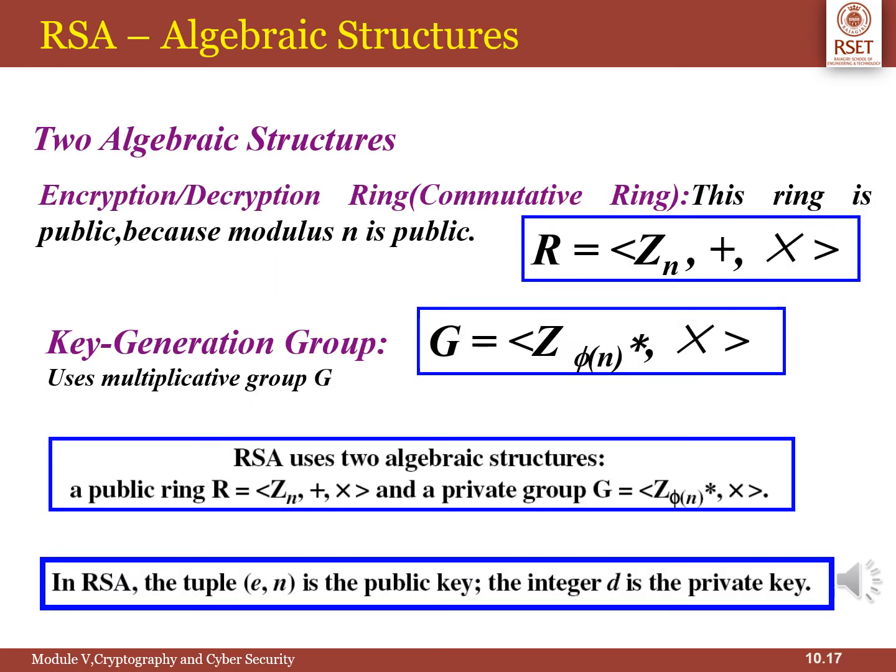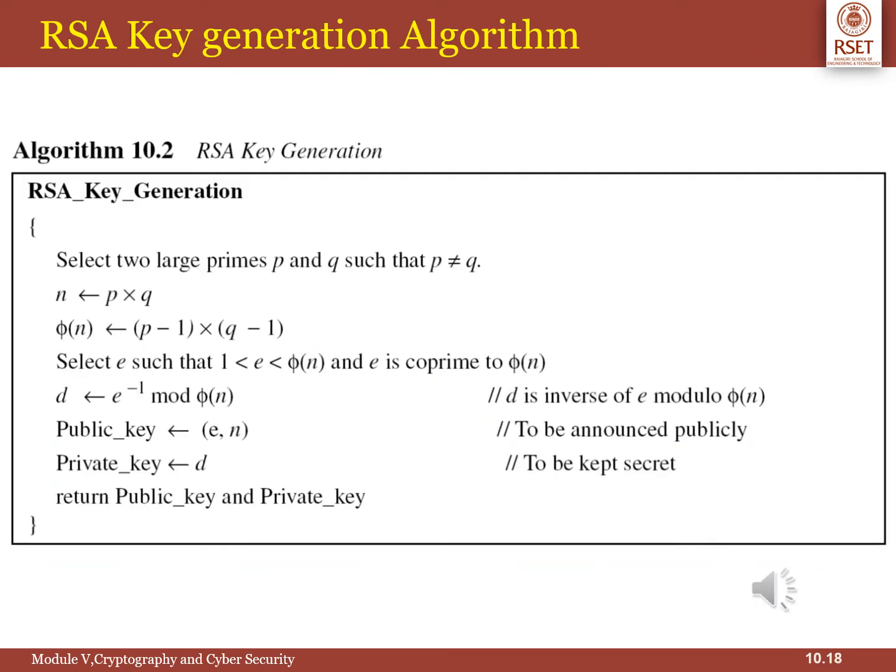The RSA encryption algorithm uses two algebraic structures. For encryption and decryption, it uses the commutative ring, and for the key generation, it uses the groups. This group is defined on Z of phi of n star under the operation multiplication. Here we have the algorithm for the RSA key generation. The detailed steps we have already discussed in the previous slide.